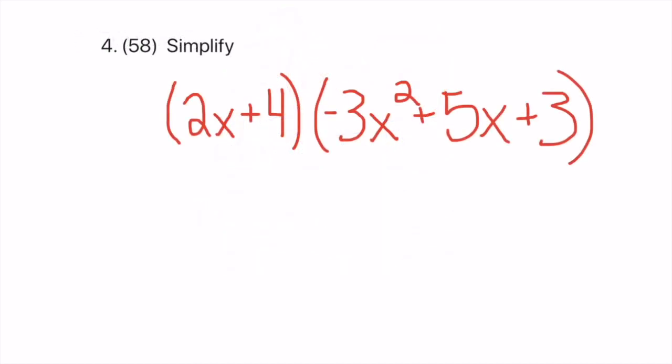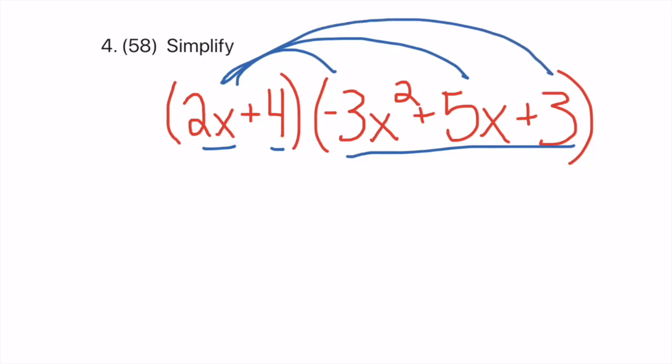Number 4 is from lesson 58, and they want us to simplify. So a couple ways you could do this. I'm going to do it where I just take each one of these values, those two monomials from the binomial, and multiply them by each of these. So you're basically just taking this 2x and distributing it to every single thing over here, and then I'm going to do the same thing with the 4.